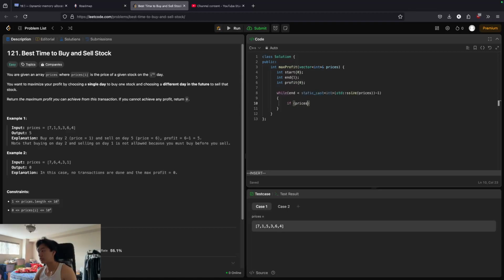price at our start is greater than the price at the end, we know that we must increment start and then end.